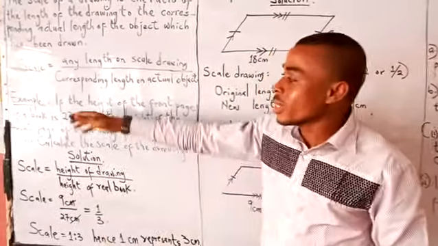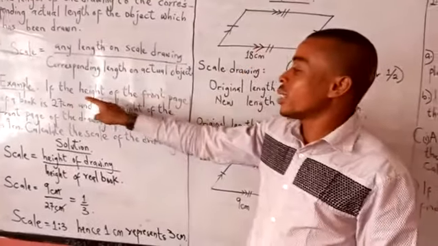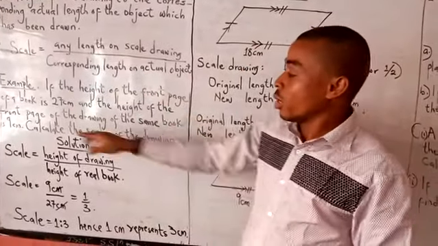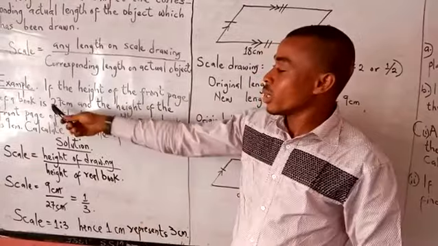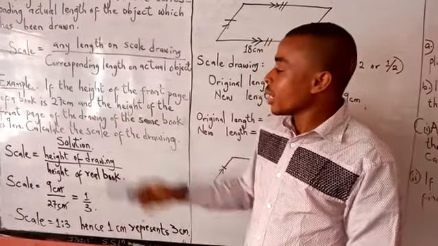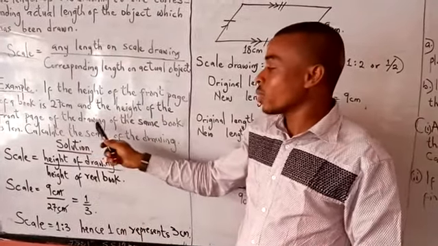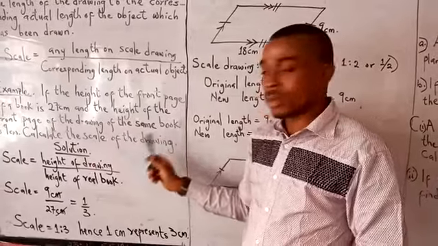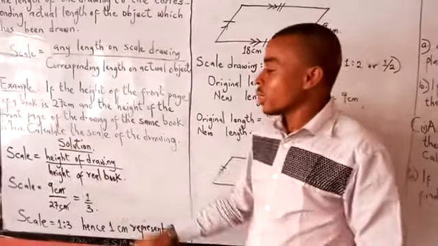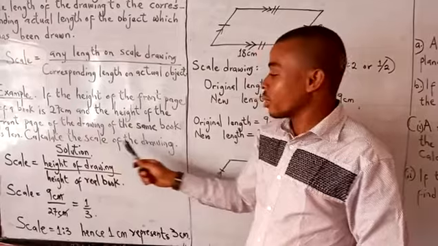Alright, can we take examples quickly? If the height of the front page of a book is 27 cm, and the height of the front page of the drawing of the same book is 9 cm. Let's calculate the scale of the drawing.